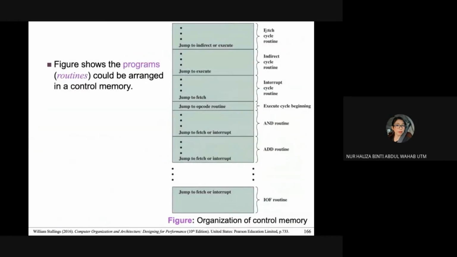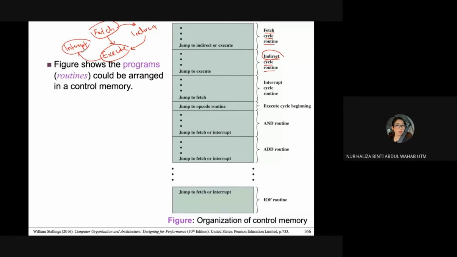So this one you can see, this is the fetch cycle routine, indirect cycle routine, indirect, fetch, and then you have execute, you have interrupt, you have indirect. If needed, if your operand is using indirect, enable the indirect, then you can also go to the indirect first before you go to the execute.